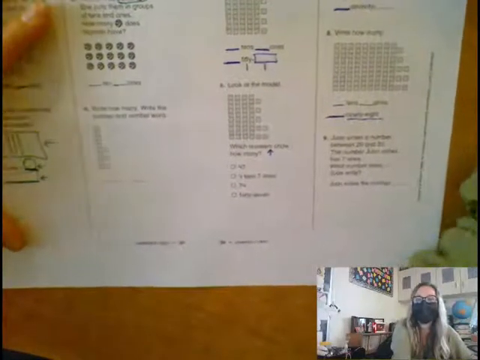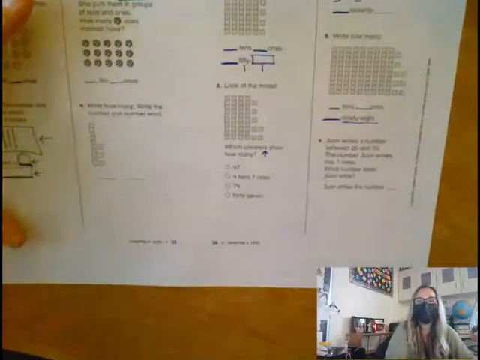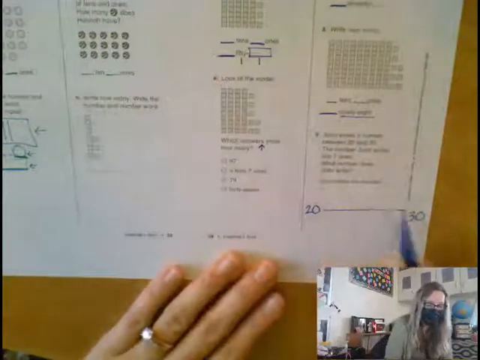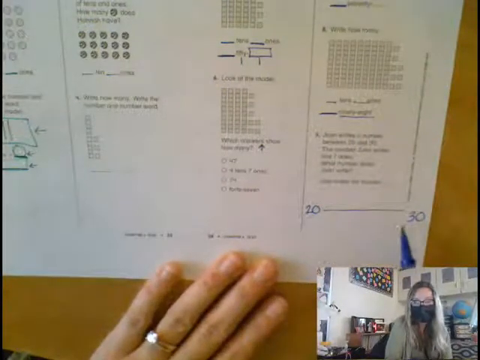Alright, number 9 says, Juan writes a number between 20 and 30. So it has to be bigger than 20, smaller than 30. So think about your number line. 21, 22, 23, 24, 25, 26, 27, 28, 29, 30, okay? And it says the number he writes has 7 ones. So what number does he write?